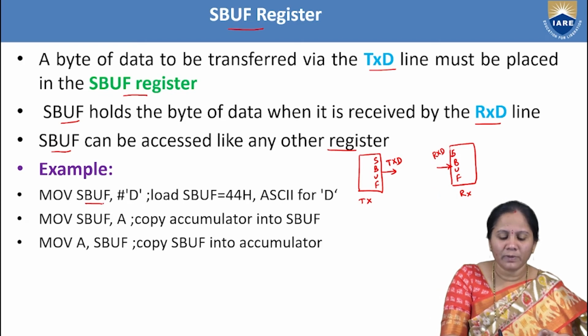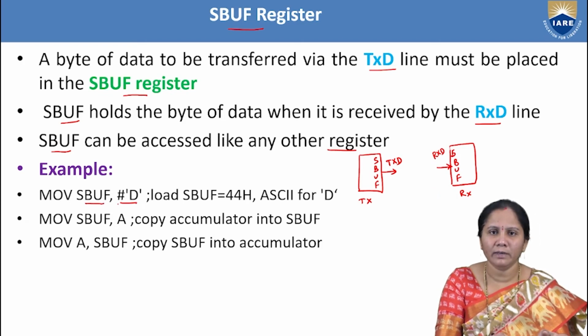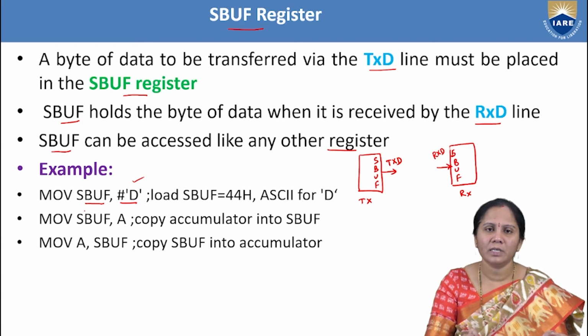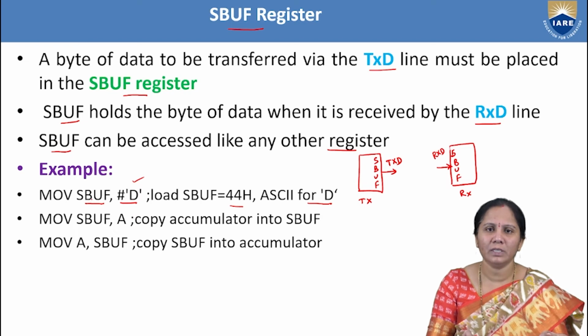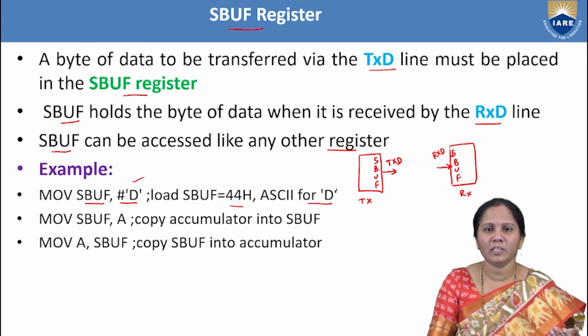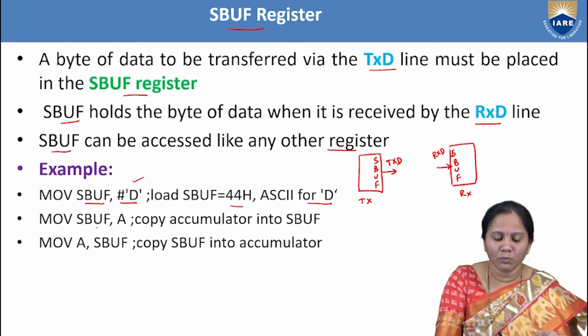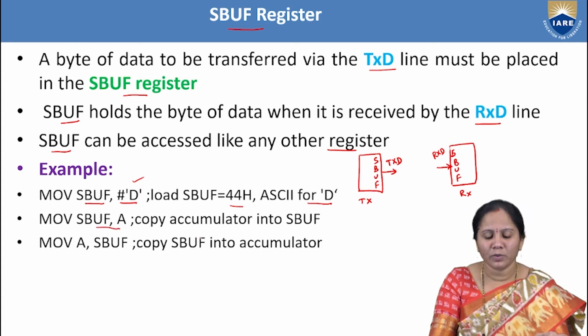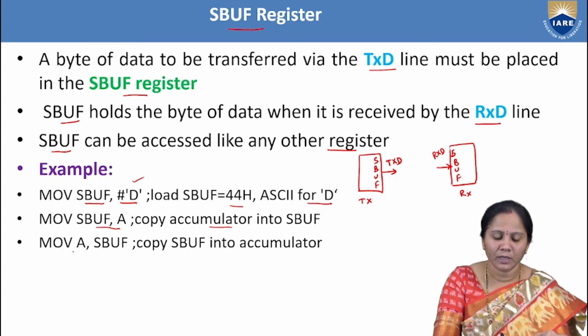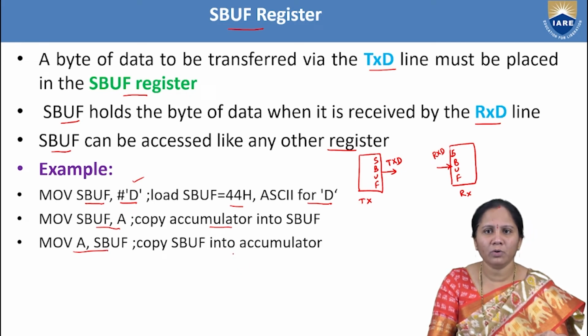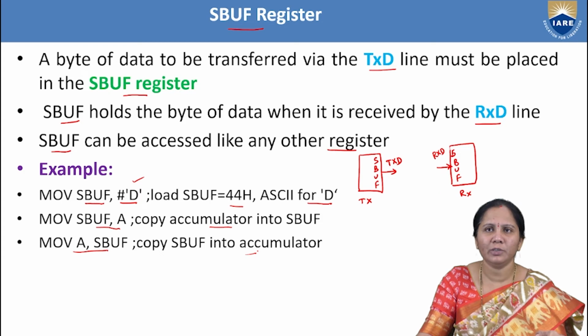Now, MOV SBUF, #'D' loads this value into the SBUF register. The ASCII value of D is 44, which is why 44 will be moved into the SBUF register. 44 is 8-bit data and SBUF is an 8-bit register. MOV SBUF, A copies the content present in the accumulator into the SBUF register. MOV A, SBUF copies the content present in the SBUF register into the accumulator.